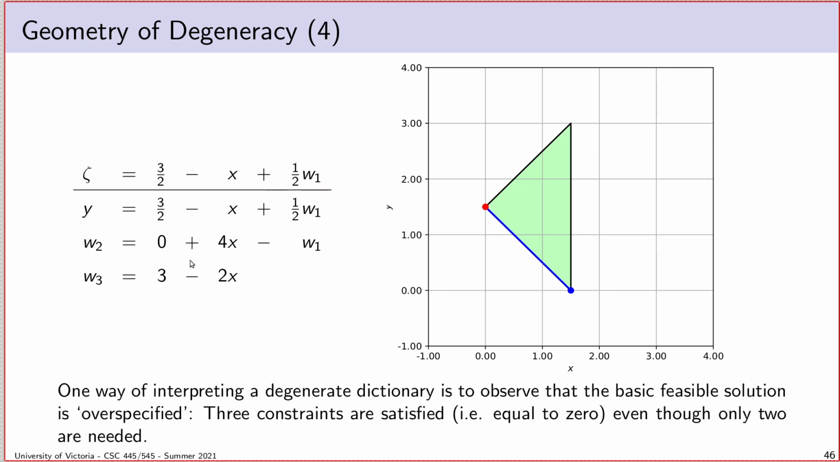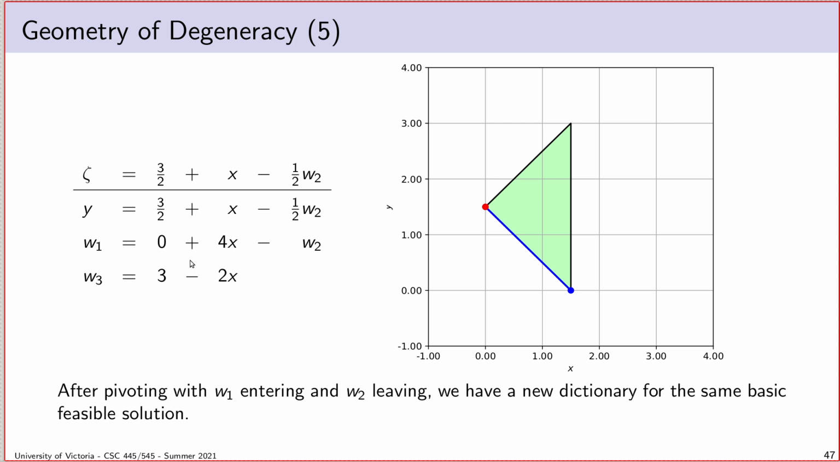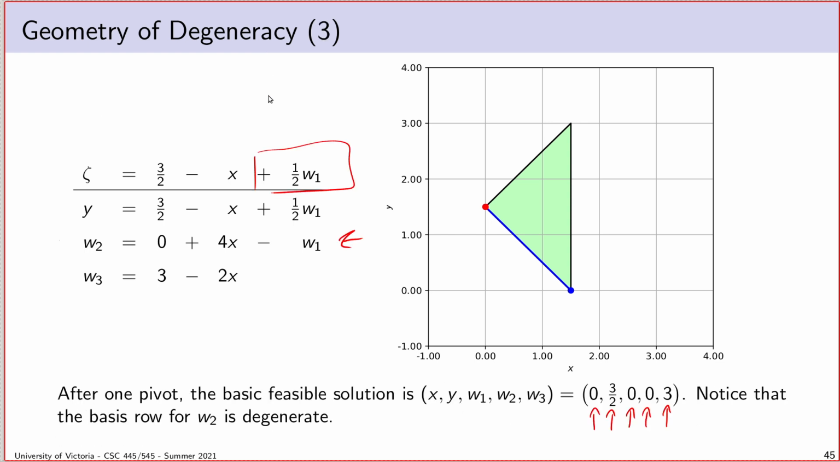Okay, so I perform the pivot. Oh, the slides are now talking about that overspecified thing. Sorry, I guess I got a bit ahead of the slides there. I perform the pivot and I end up here. Let's read off the value of each variable. So x is equal to 0, it's non-basic. y is equal to 3/2. Okay, w1 is 0, w2 is non-basic, so it's 0, and w3 is 3. Well, that looks a bit familiar. If I go back before the pivot, that's exactly where I was.